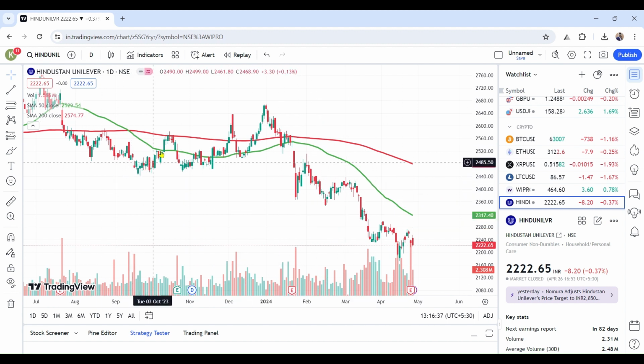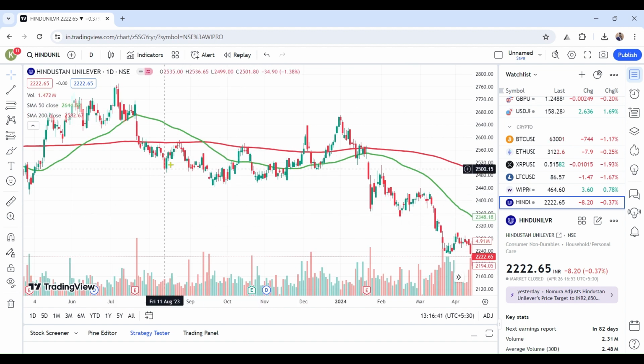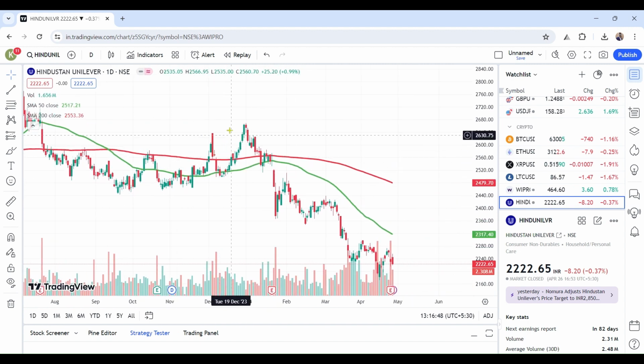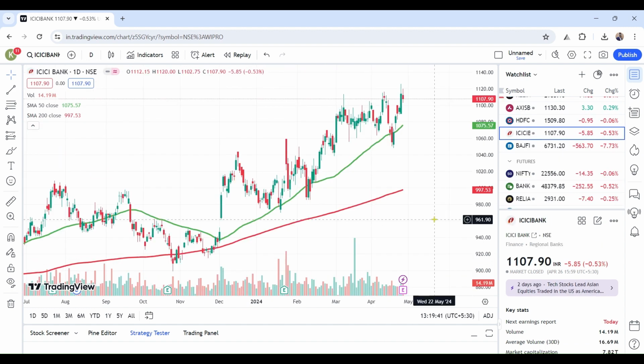See here also, it has gone here and come down. It has gone here and come down. It has touched the 200-day moving average and come down. So this indicates that in a downtrend, it acts as a resistance, and in an uptrend, the moving average acts as a support. This is one of the key understandings one must have when it comes to price action trading. Finally, I will conclude this video with one last point of how we can use these indicators effectively.